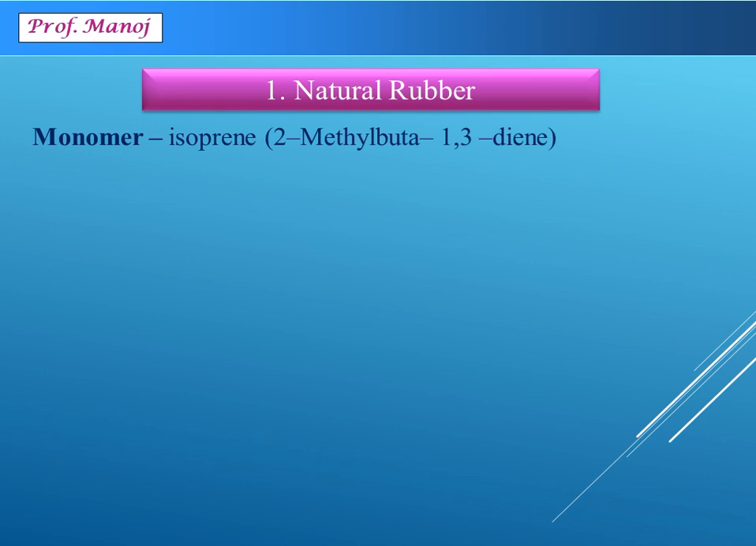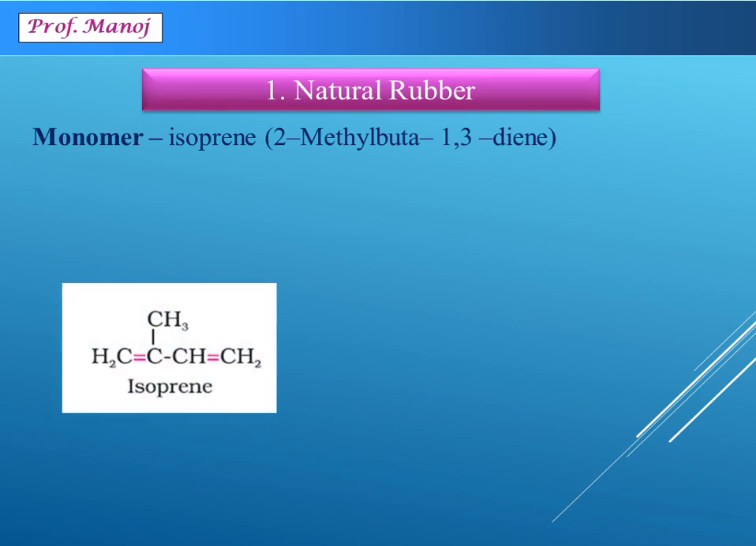The IUPAC name is 2-methyl-buta-1,3-diene. You can watch the structure. It's a straight chain of butane, 4 carbon atoms. At first and third carbon there are double bonds. On the second carbon there is a methyl group.